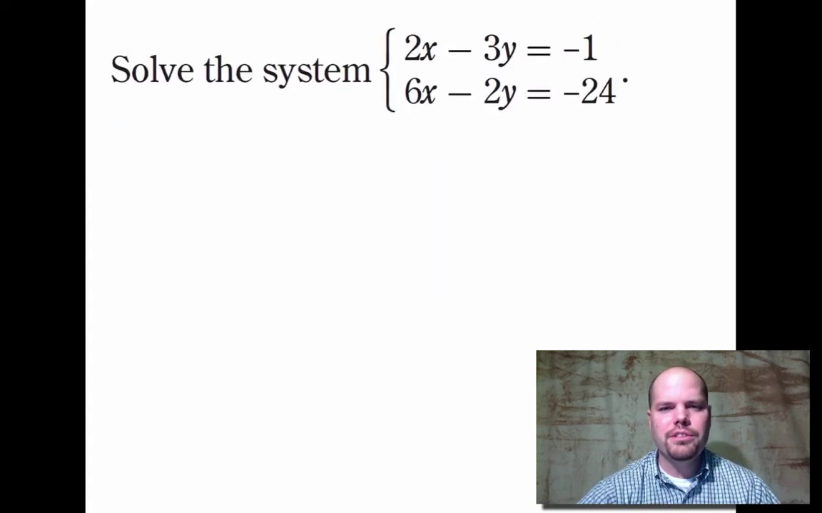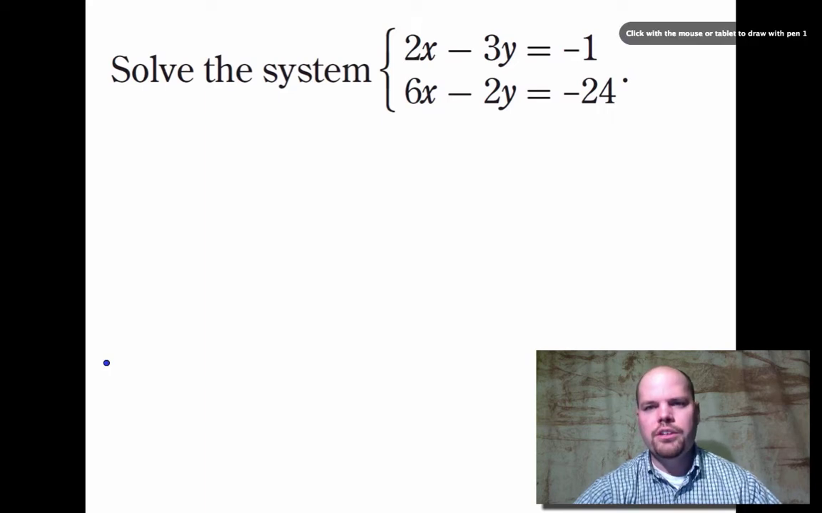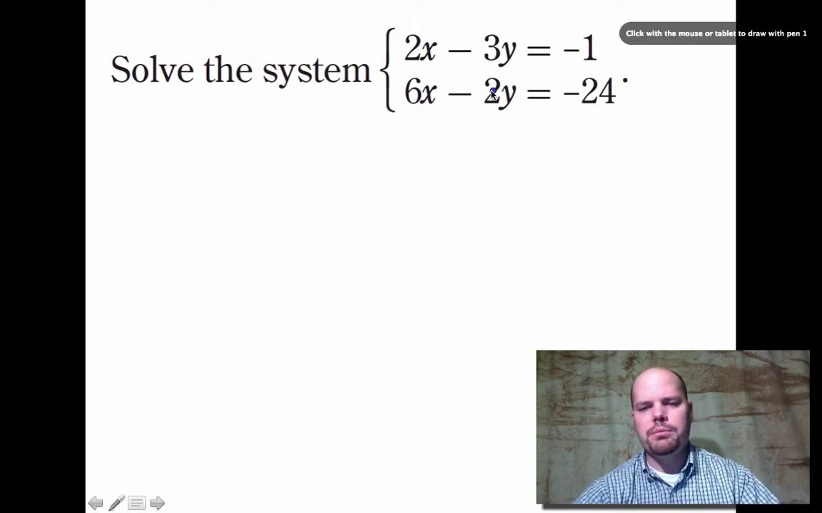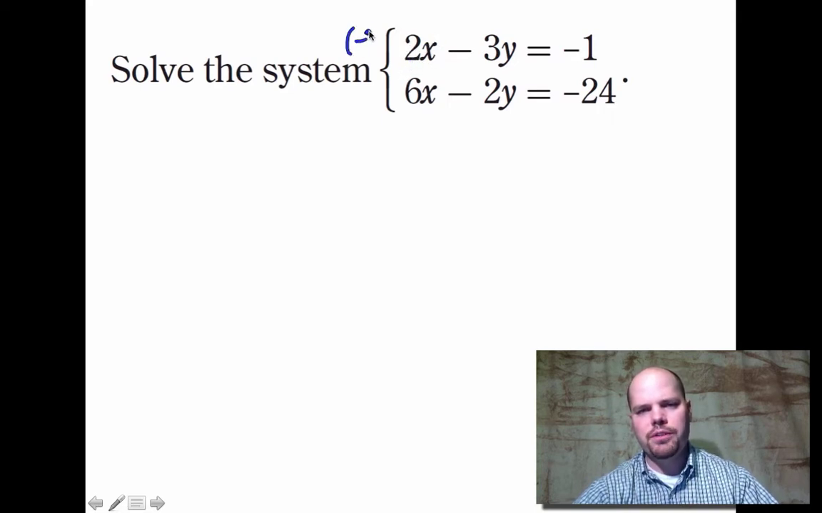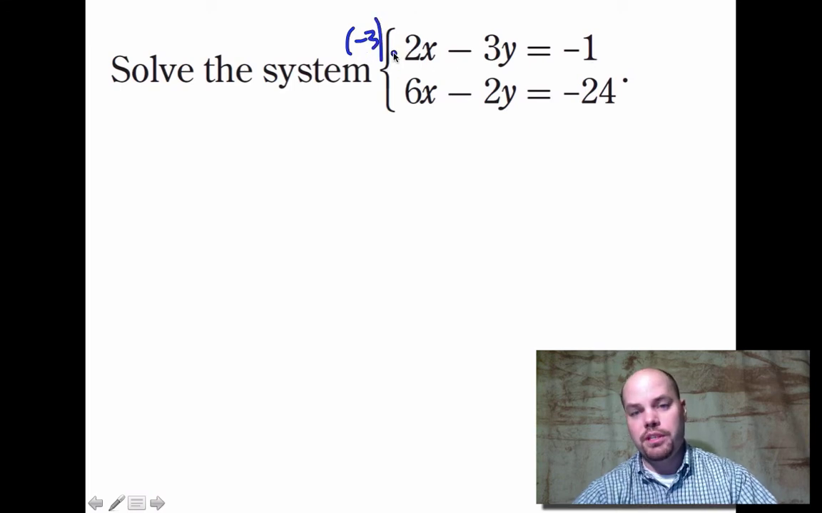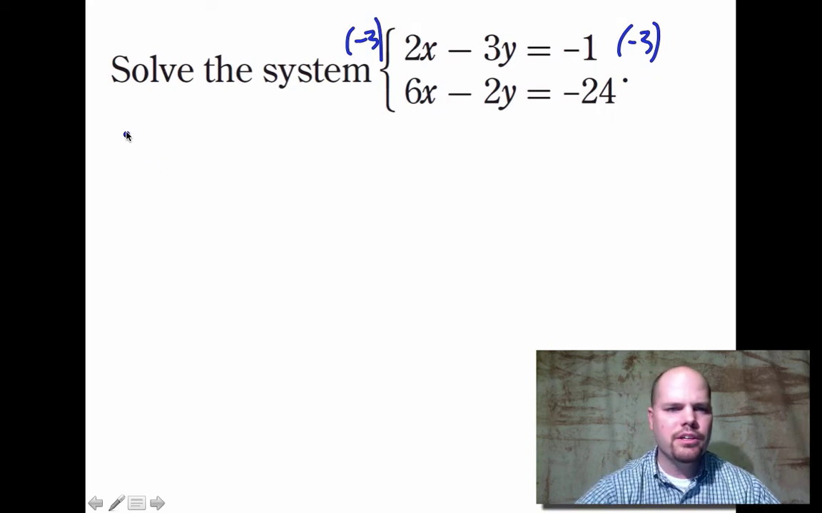Okay, in the next example, let's solve the system 2x minus 3y equals -1 and 6x minus 2y equals -24. We need to either get the y's to be opposites or the x's to be opposites. It wouldn't really matter, other than we'd have to multiply both of these by something to get them to be opposites. So if you can only multiply one equation, that's what we're looking for. If we only multiply the top equation by -3, this will be -6 and this will be 6. So -3.